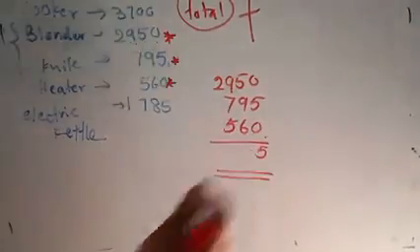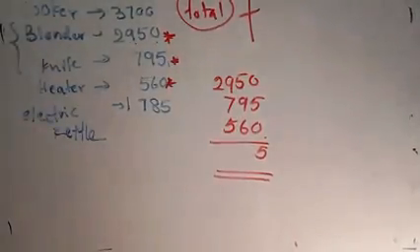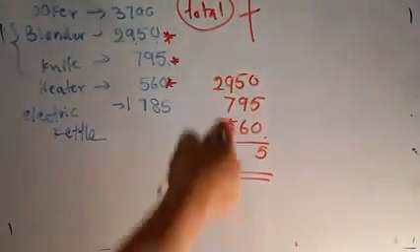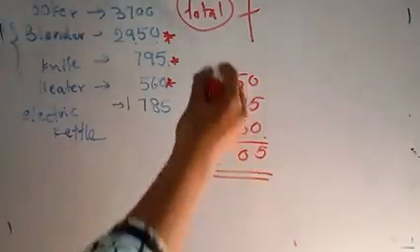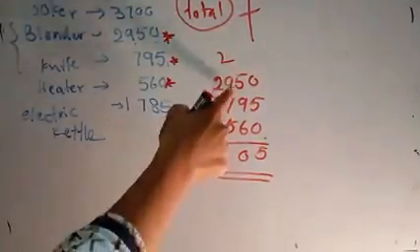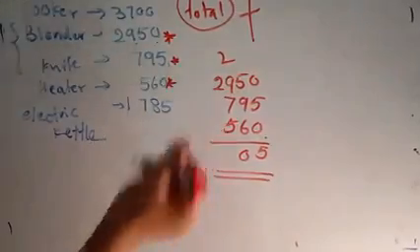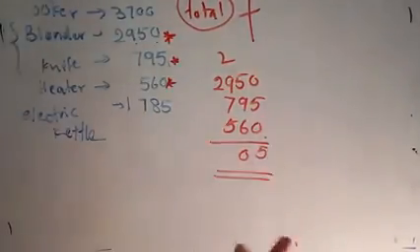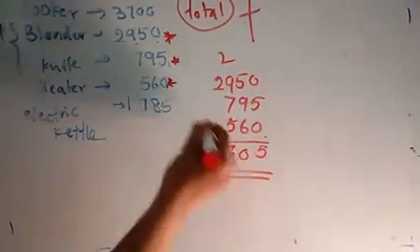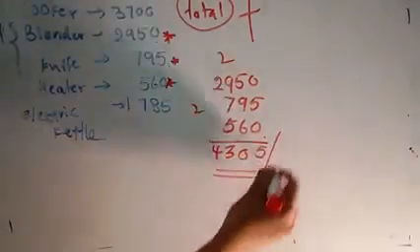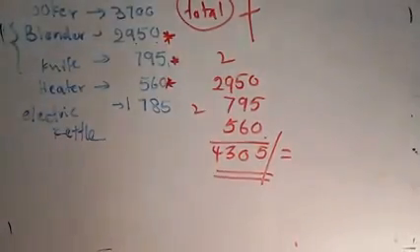So here the 5. 9 plus 5 is 14. 14 plus 6 is 20. 2 remaining. 9 plus 9 is 18. 18 plus 5, 18, 19, 20, 21, 22, 23. 2 plus 2 is 4. 4,305 rupees to be paid.